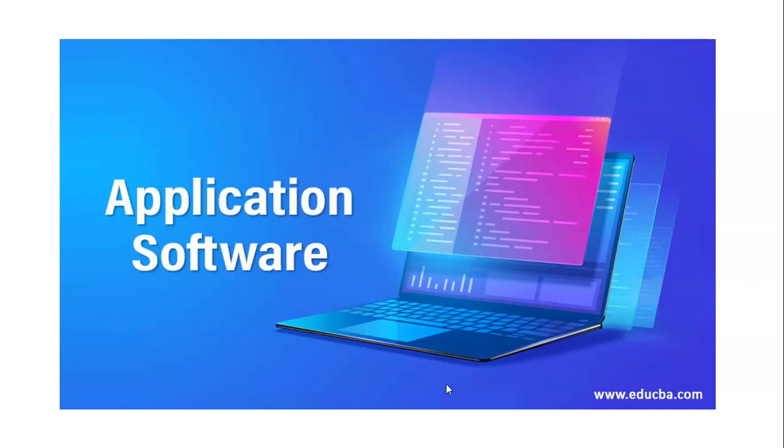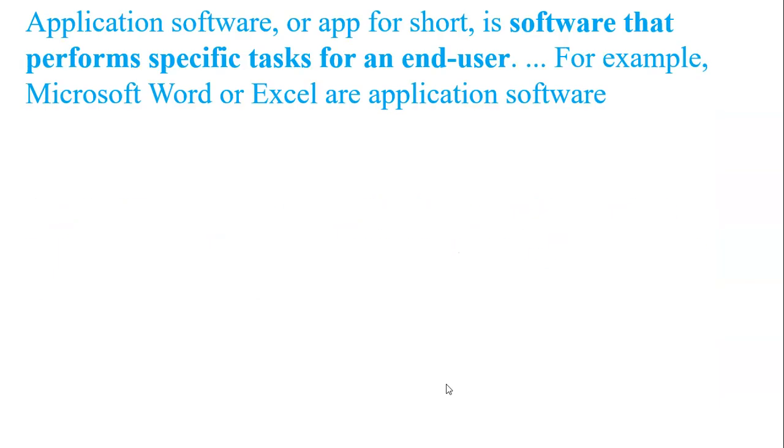So let us begin with application software. As I told, many applications are there, and an application, or in short an app, is used for many tasks. In order to do something on a particular task, we need an application. So we will study which applications will help us work on a particular task.